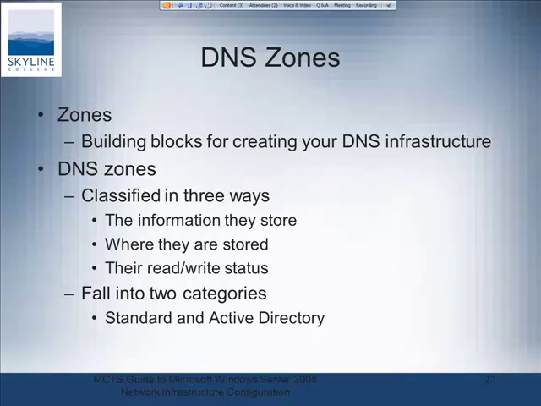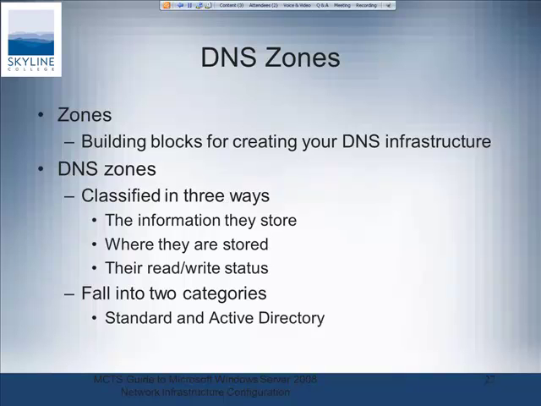The information that they store, and where they are stored, is either going to be in Active Directory integrated, or in the text file, the DNS zone file, which is going to be on the hard drive. The read-write status, whether you can make changes to it or whether they're read-only, a primary or a secondary zone. Two categories, standard and Active Directory, are going to be those. A standard zone, Active Directory. Active Directory integrated zone simply means that the information is stored in Active Directory and replicated through Active Directory.